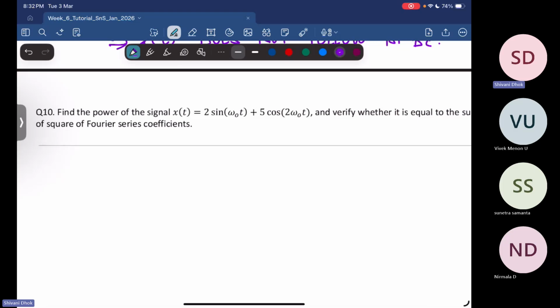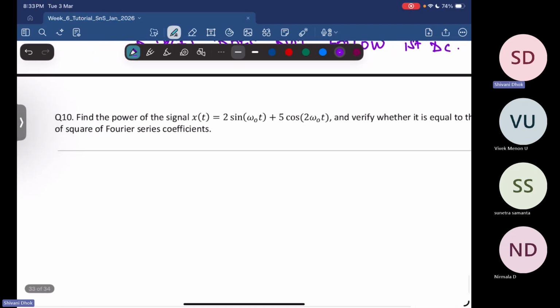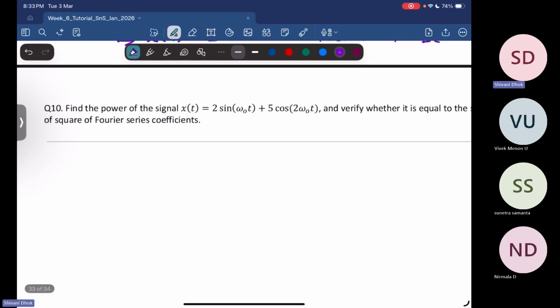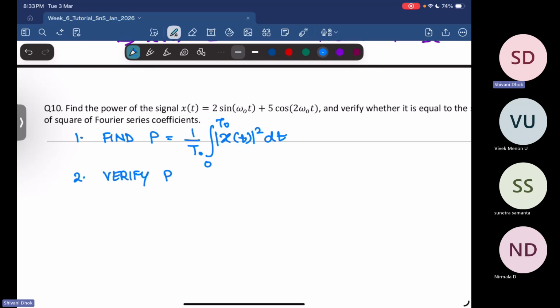So this is the last question that I want to cover today. This question says, find the power of the signal x of t is equal to 2 times sine omega naught t plus 5 times cos of 2 times omega naught t, and verify whether it is equal to the sum of the squares of the Fourier series coefficients. So this question has two parts. The first part is to find the power of the signal, which is given by 1 by T naught times the integral from 0 to T naught of the magnitude squared of x of t dt, and the second is to verify Parseval's theorem.